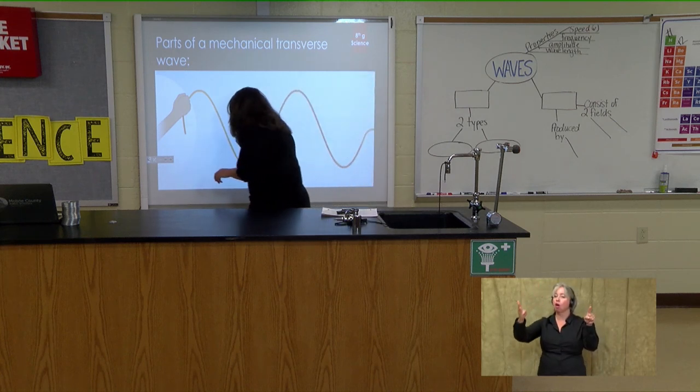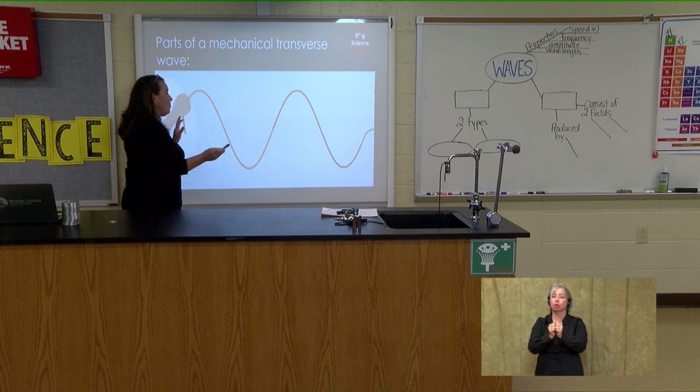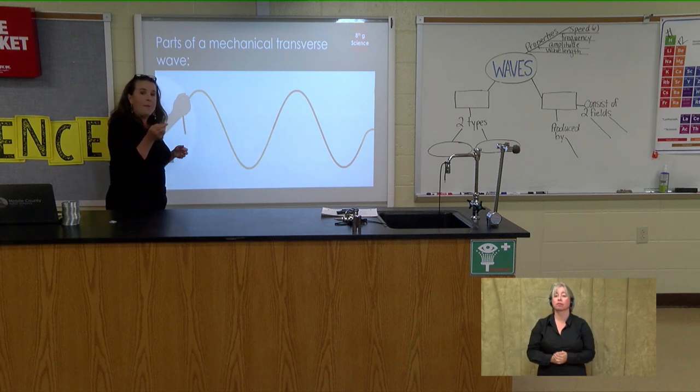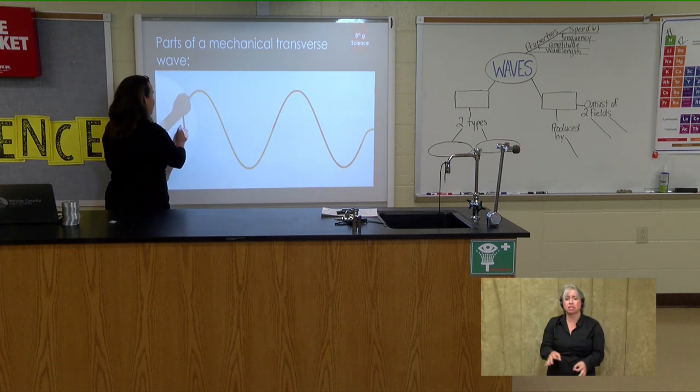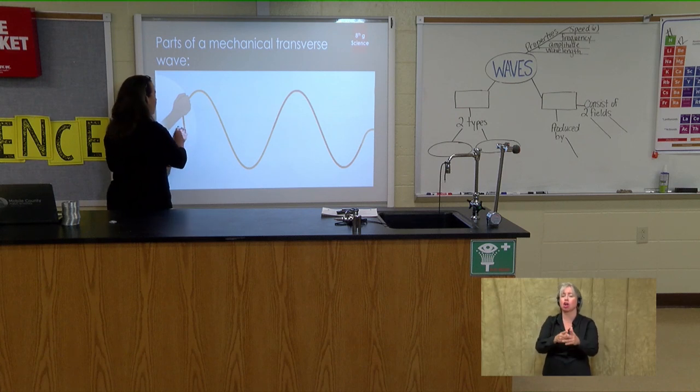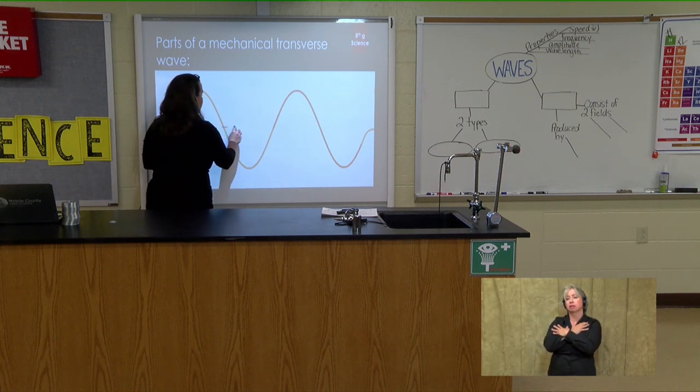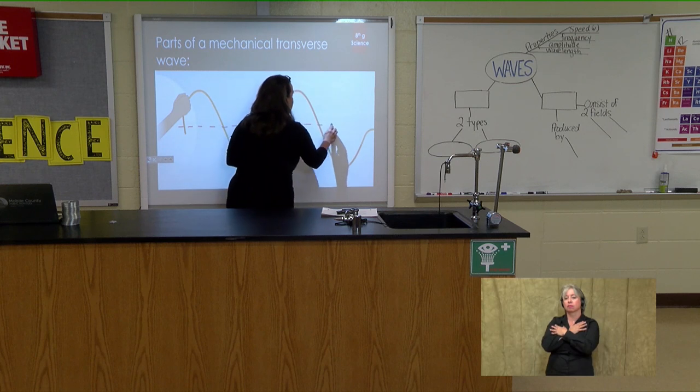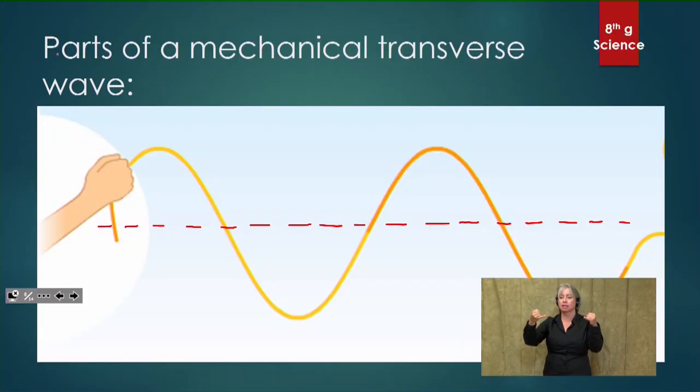I'm going to go to my smart board here. All right, the most important thing known about a wave is that the matter in the first place has a resting point. So before I move the rope, we had a resting point, and that's what I'm going to draw with my dotted line there. And there are some basic parts of a transverse wave that we need to be familiar with before we move on.